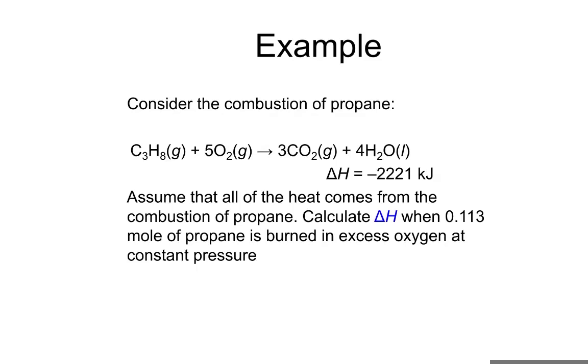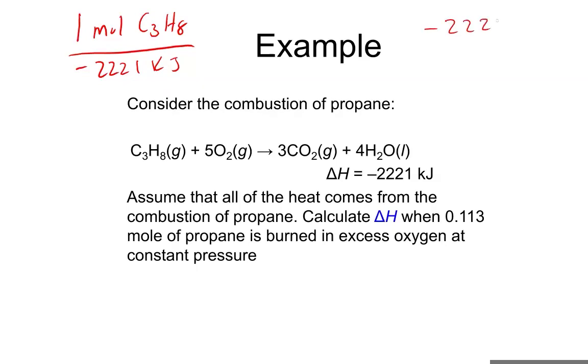We could see that for every 1 mole of propane, we get out minus 2221 kilojoules of energy. And we could get that basically like we do a mole to mole relationship if we're just doing stoichiometry. We could use this as a conversion factor and flip it around and go minus 2221 kilojoules up on top and 1 mole of propane there on the bottom.